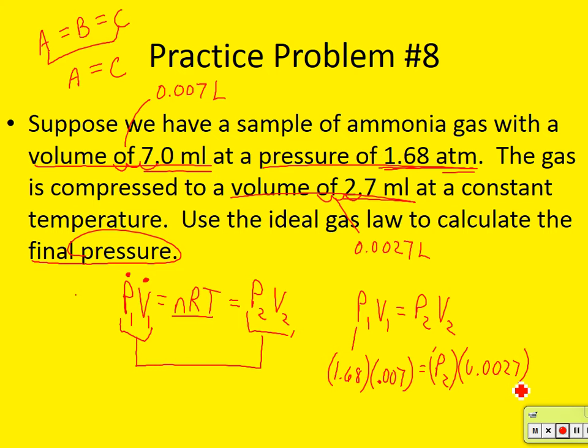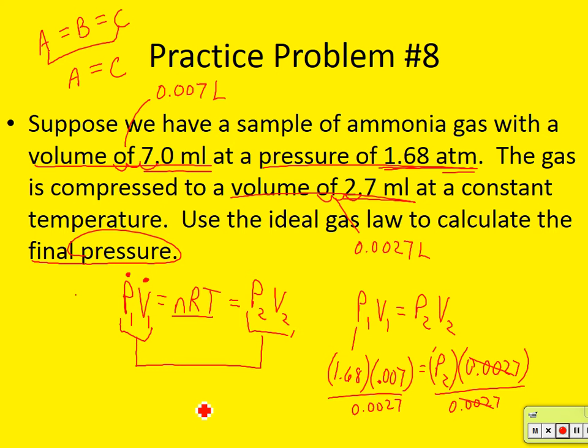Okay. That should be a 0 here. Something's happening. Okay. How do you solve for P2, guys? Quickly. Divide by 0.0027, both sides. Okay. Over here it cancels out, which is what we wanted. So P2 equals, try it on your calculator, 1.68 times 0.007, and then divide that by 0.0027.